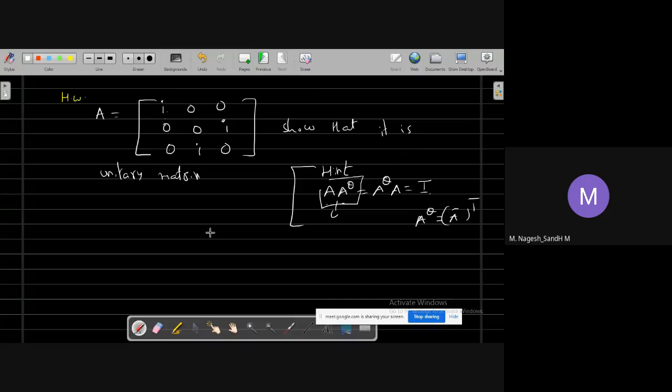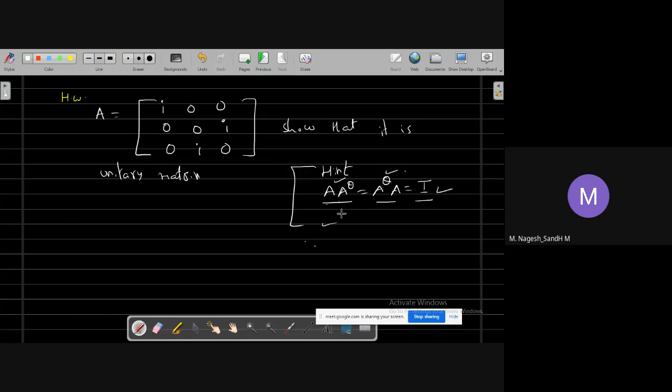Wait a minute, okay, I'm giving the hint. It is a skew Hermitian matrix. Do A into A power theta. Next do A power theta into A also. In both cases, if we get identity, then it is a unitary matrix.